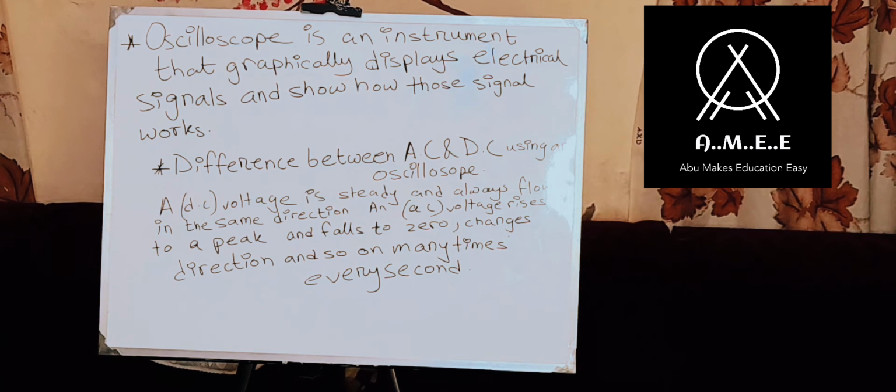A DC voltage is steady and always flows in the same direction, and AC voltage rises to a peak and falls to zero, changes direction, rises and falls to zero, changes direction, and so on many times every second. Now the main thing here is the difference between AC and DC using an oscilloscope.